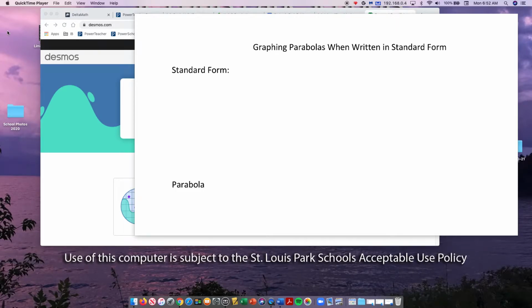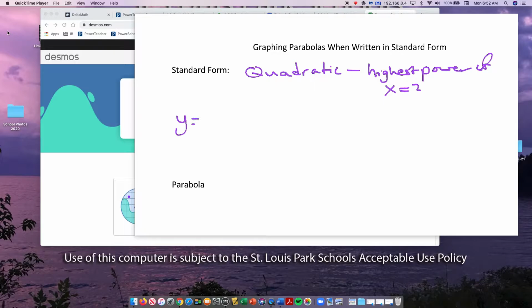Okay, we're going to do some graphing of quadratics or parabolas. So a parabola or a quadratic in standard form is where the highest power of x is equal to 2. So something like y equals ax squared plus bx plus c. So that's a quadratic in standard form.